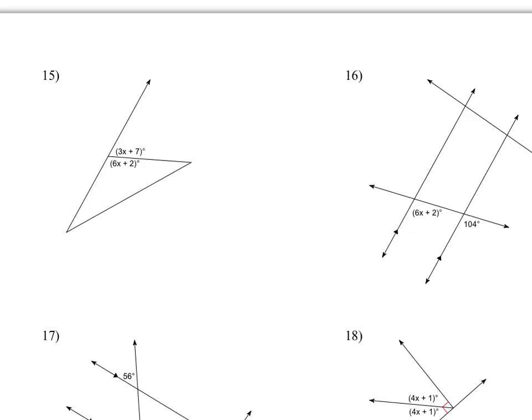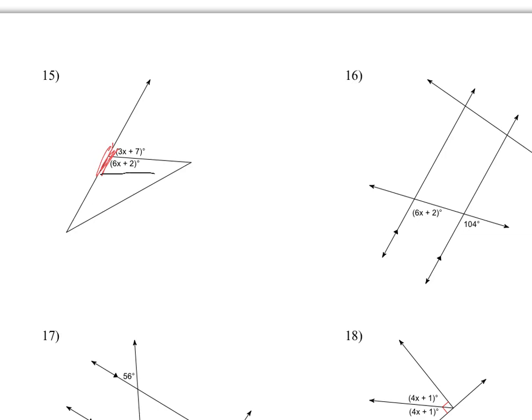All right, page number 3. So if we look here at number 15, again, we've got this straight line here. So that means these two added together should equal 180. So I'm just going to do this little trick here since these two are over the top of each other. I'm just going to add them straight down the column.